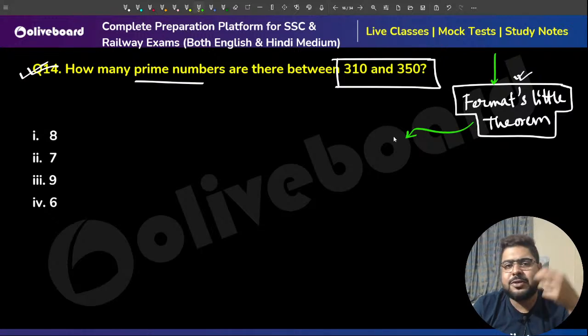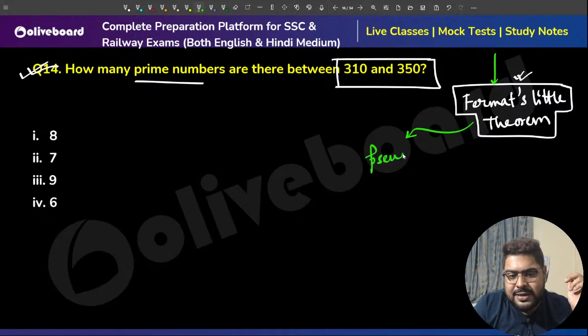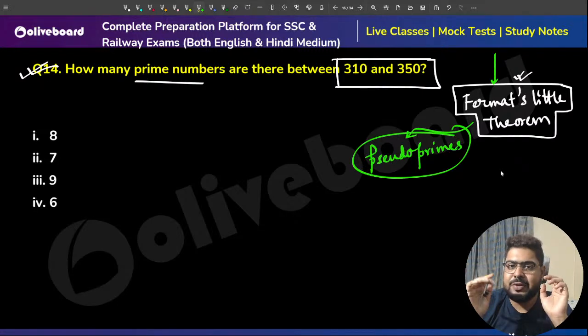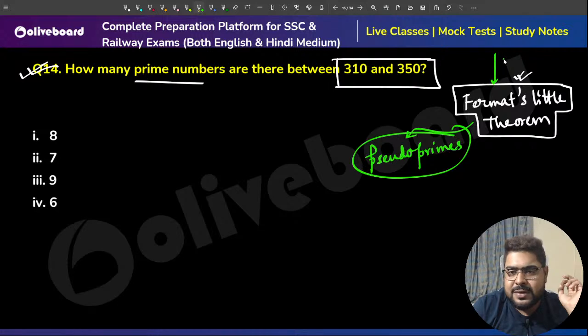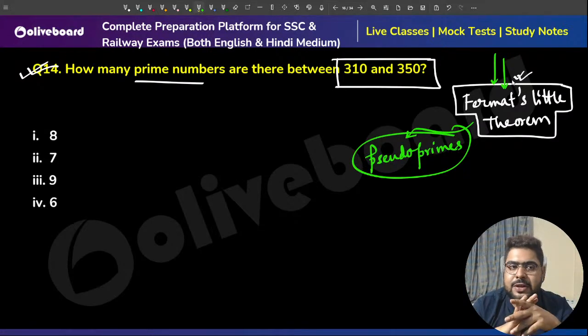If you are someone like me, very much interested in mathematics, there is something called pseudo primes. There is a problem called pseudo primes. In Fermat's little theorem, 1729 is one such number. It is not exactly prime, but Fermat's little theorem says it's prime. But that was the best option that we had till the 2010s.